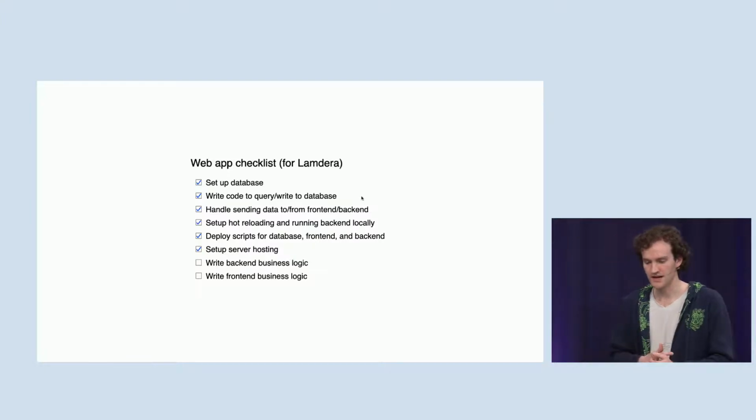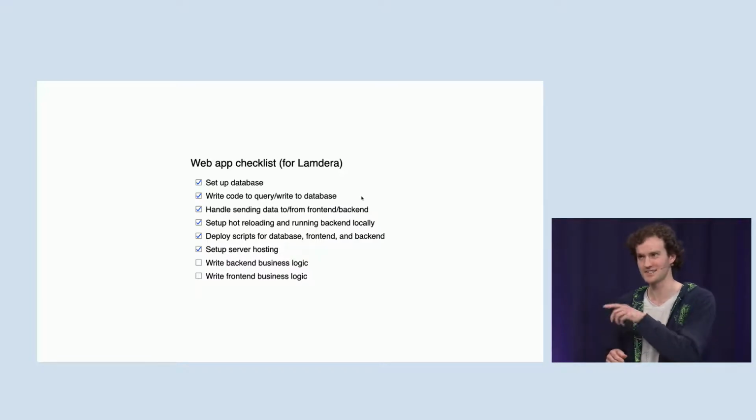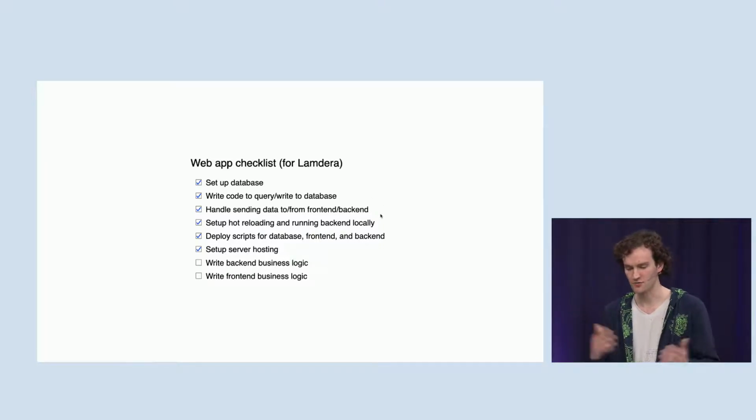How do I send data to and from? Again, implementation detail. All I need to do is call Lambda.sendToBackend, or Lambda.sendToFrontend with an ID saying who I'm sending it to. Hot reloading, and running the environment, the backend locally. All I need to do is download the Lambdera binary, which you just add to your path, and then you can call it from the command line. And then it's just one command line call, and you have it running locally.